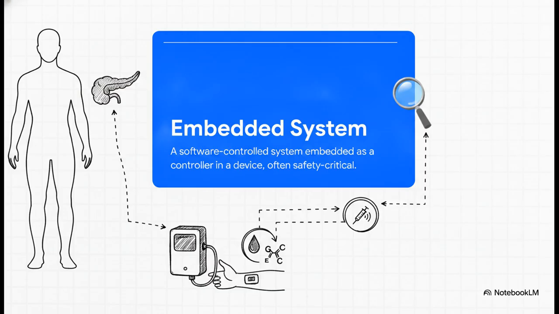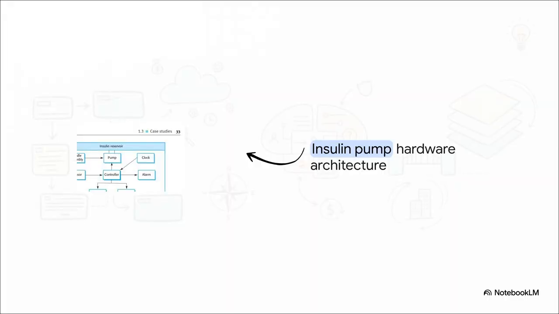Our case study is a software-controlled insulin pump used by people suffering from diabetes. Essentially, this embedded system simulates the human pancreas. It has to constantly monitor blood sugar and then deliver the exact correct dose of insulin to keep the user safe. Let's examine the hardware architecture of this pump.